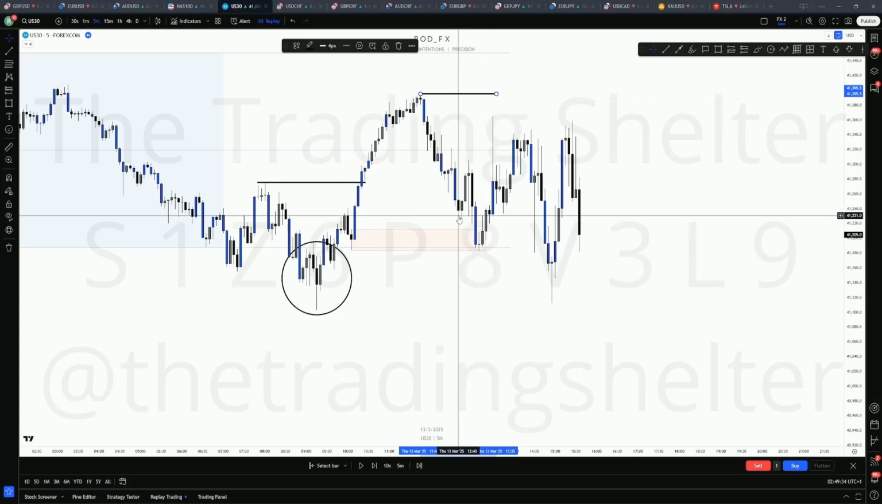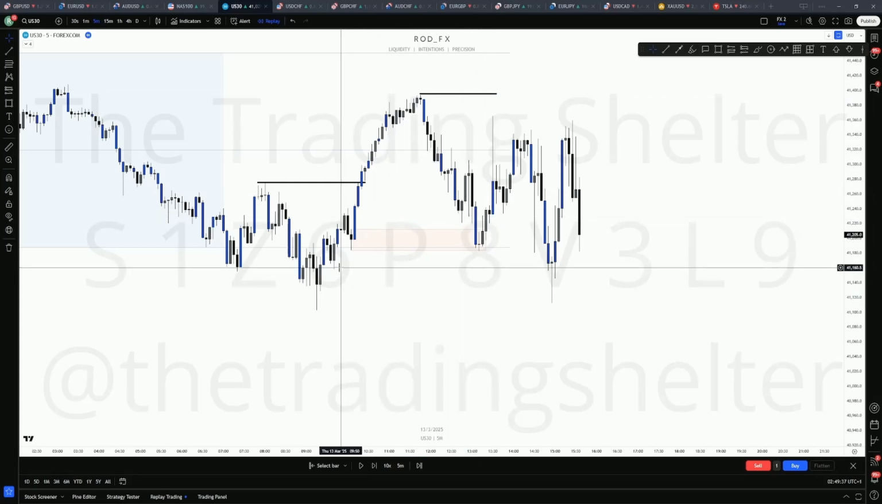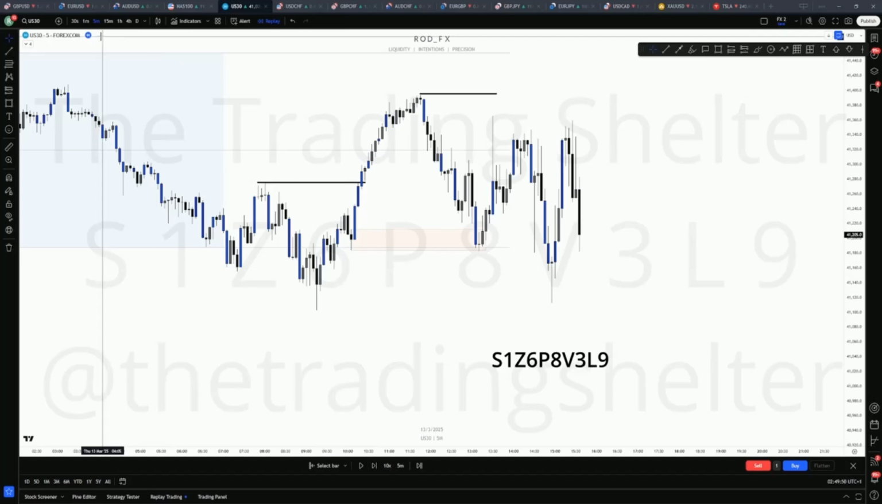Where's the speed and the momentum? Where's the liquidity that has been taken? We're not smart money traders. You cannot trade price action. You want to trade when there's an inducement, right? So let's go check today's GU.